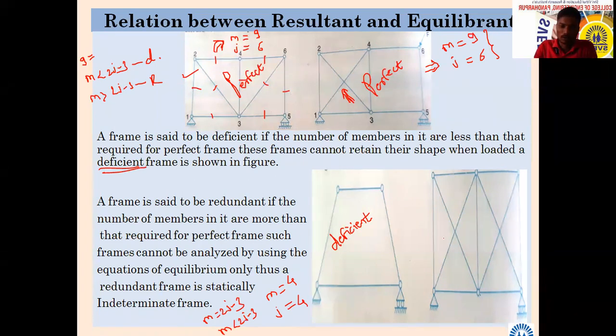Next, for this one now, tell me m is equal to how much and j is equal to how much. How many members are there? Just count if you are able to see the figure. 11. I have not counted, I am believing you. 11. Okay, joints: 6.